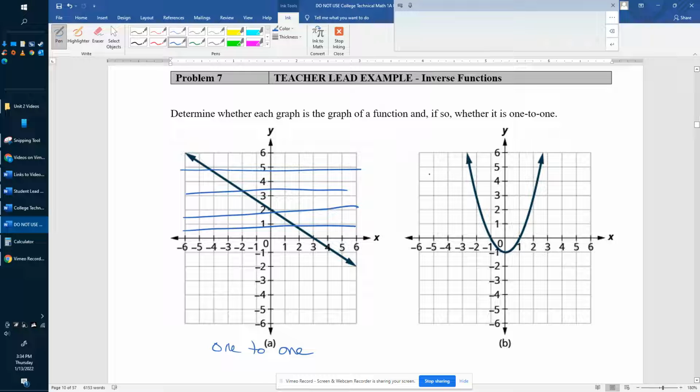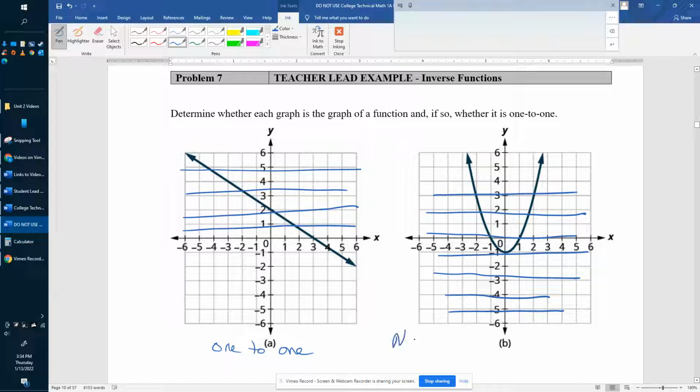However, looking at this one, we start down here, it's not touching any points, no problems there. If we touch it right at the vertex, it only touches one point right here. However, if we go any further up, these horizontal lines start touching 2 points. So this one is not one-to-one.